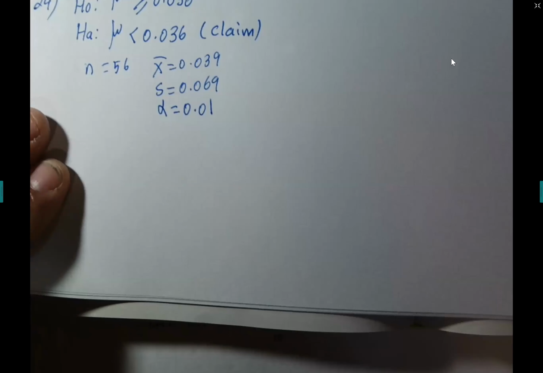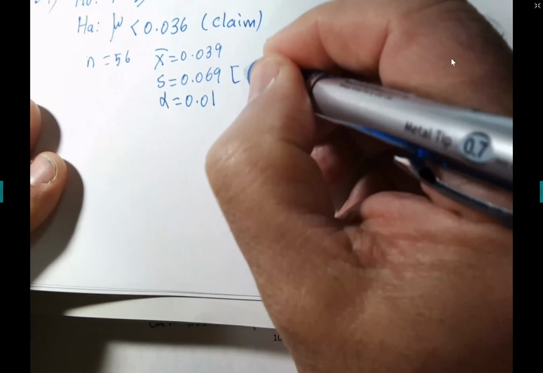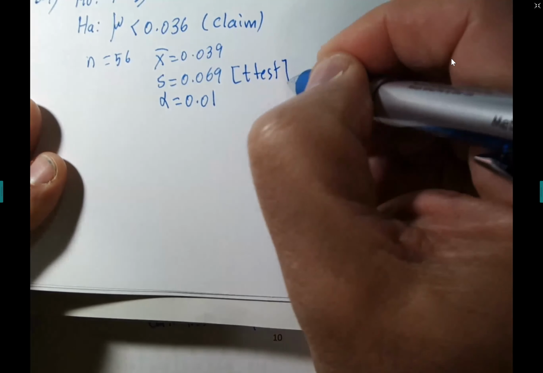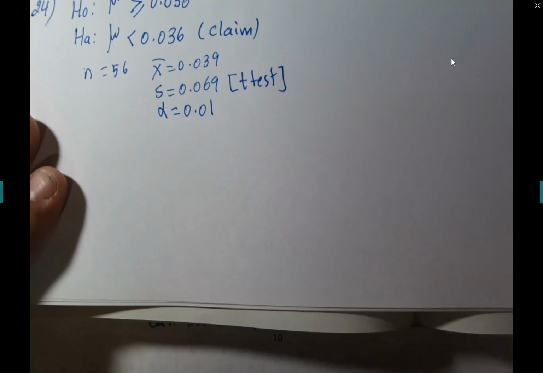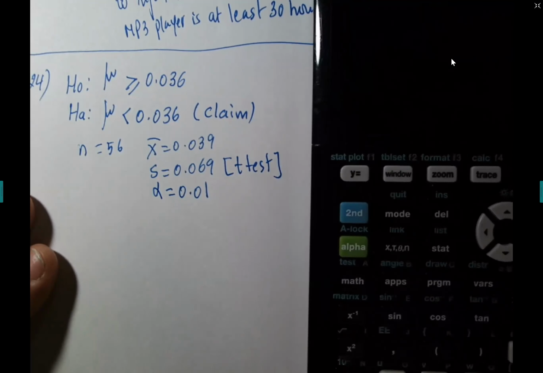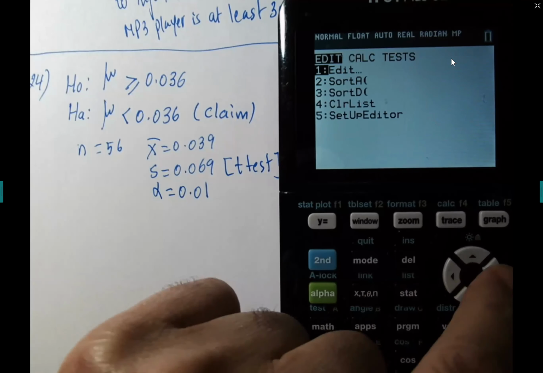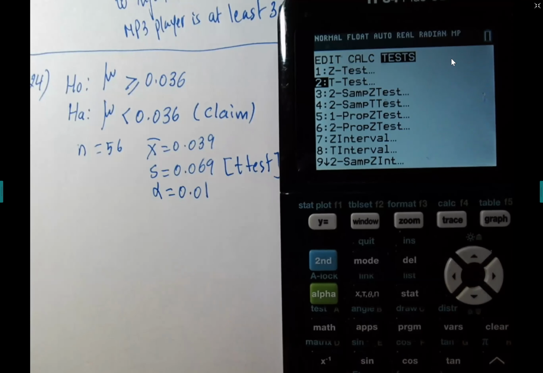All right. It's a t-test, guys. As you can see, there is S here, so it's a t-test. And I'm ready to find the step number 1, 2, and 3. You already put step number 1 down. So just go to the calculator, stat, tests, t-test.